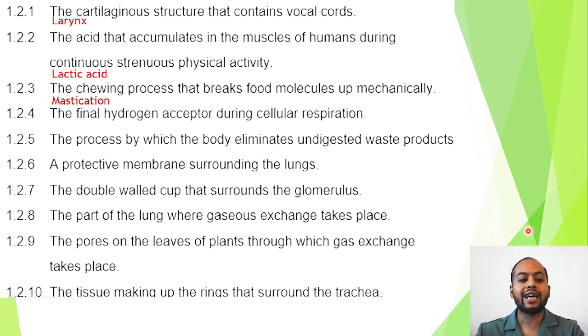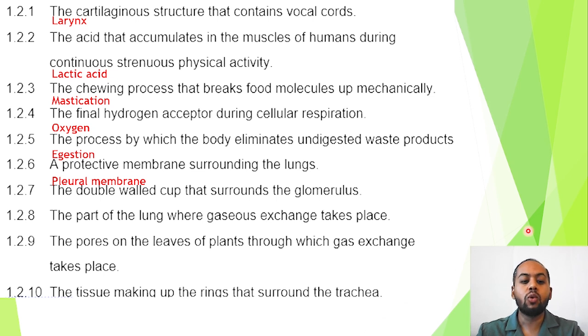The final hydrogen acceptor during cellular respiration. Now remember, in cellular respiration you have oxidative phosphorylation. In oxidative phosphorylation, towards the end of the process, the final hydrogen acceptor is going to be oxygen. The process by which the body eliminates undigested waste products is known as egestion. A protective membrane surrounding the lungs is the pleural membrane.